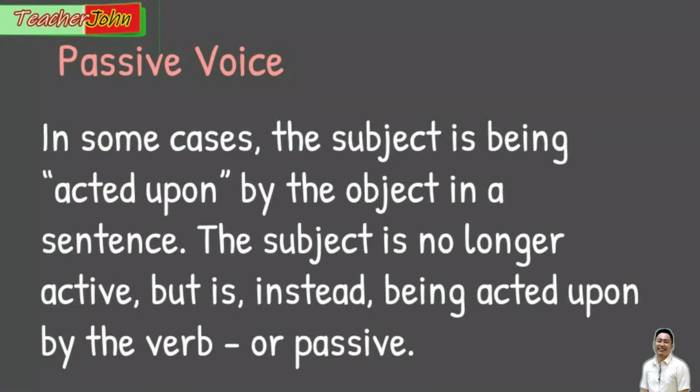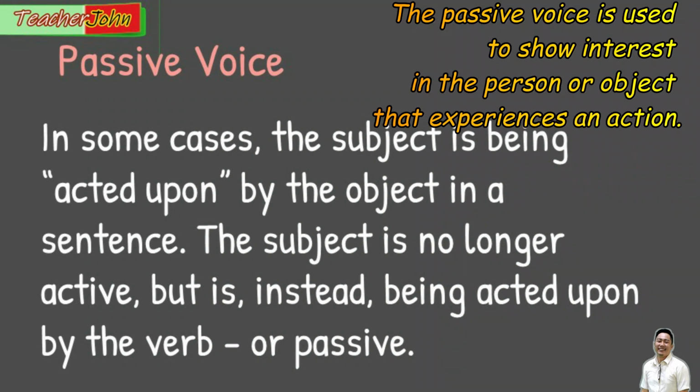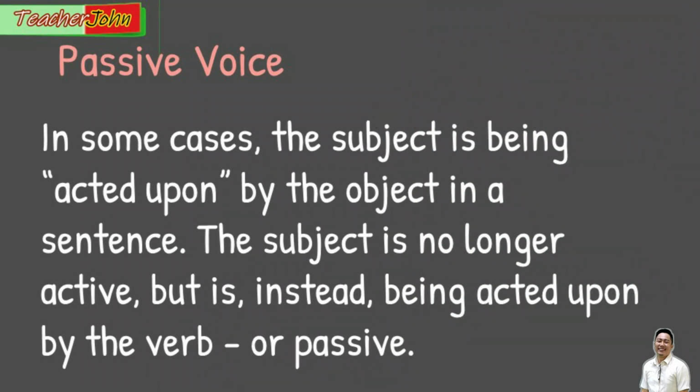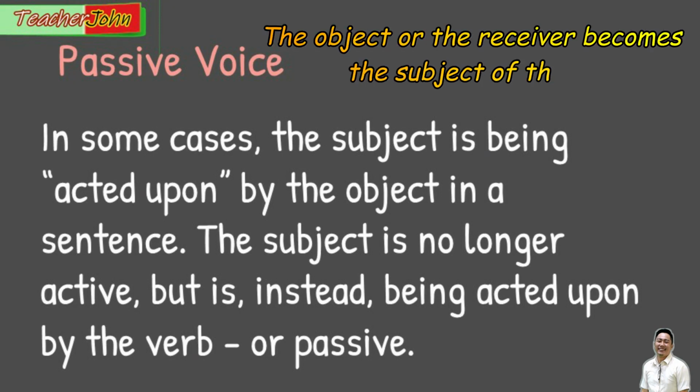Passive voice. In some cases, the subject is being acted upon by the object in the sentence. The subject is no longer active, but is, instead, being acted upon by the verb, or passive. The passive voice is used to show interest in the person or object that experiences an action, rather than the person or object that performs the action. In other words, the object or the receiver becomes the subject of the sentence.